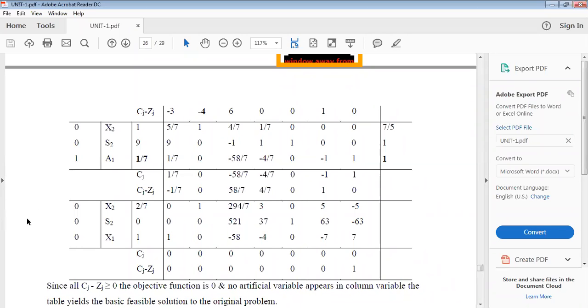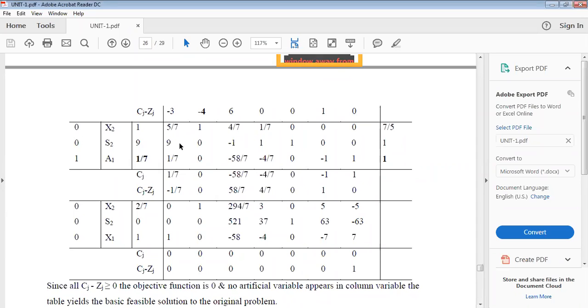So new row 1 is equal to old row 1 minus 5 by 7 into this new row 3. With respect to this new row 3 you have to conduct the operation, because 5 by 7 is there and the 1 is there. If you multiply by minus 5 by 7, automatically this becomes 0. The remaining iteration will come like this.